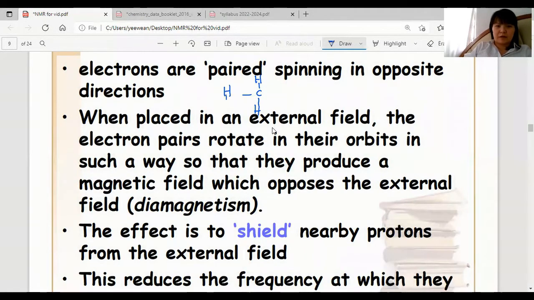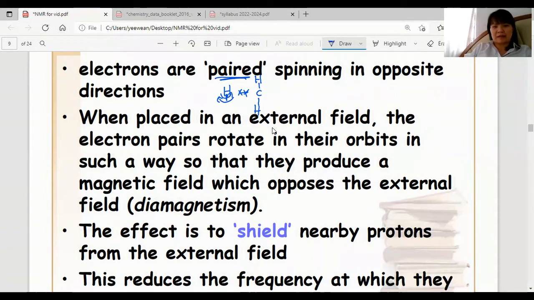So enough about the protons. Now let's discuss the electrons here. So this bond is an electron pair, right? What happens to the electrons? Electrons are paired, of course. 1, 2, and they spin in opposite directions.